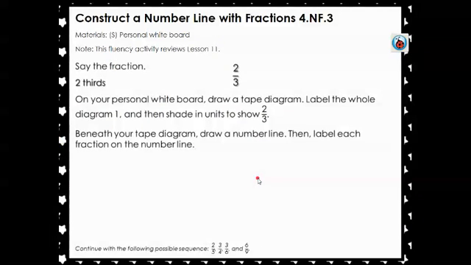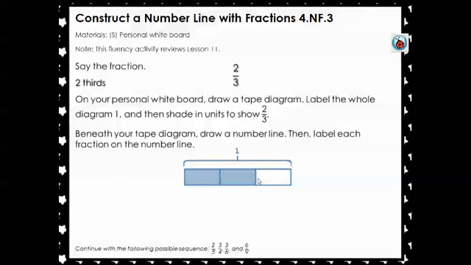I've got 2/3 here. All right, and if we drew a tape diagram to look like 2/3, that's what it would look like. There's 2/3. Our one whole is labeled right there. Shade in the 2/3.